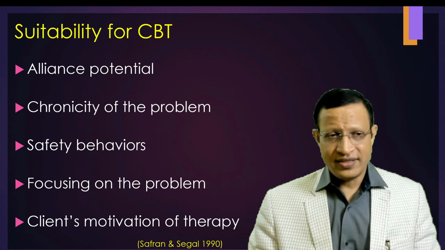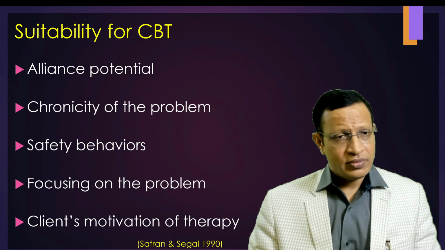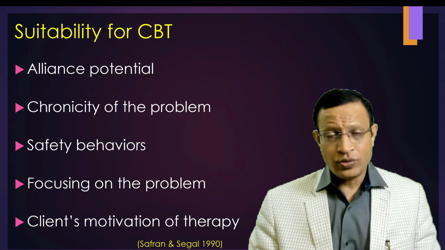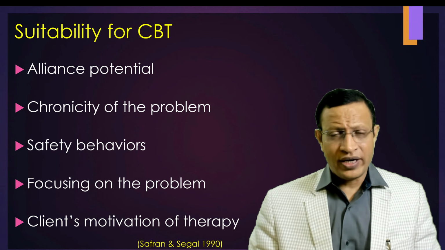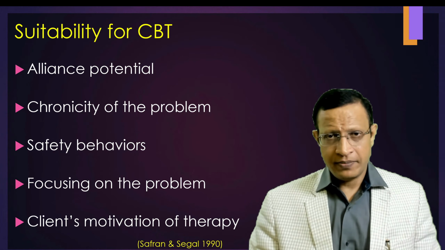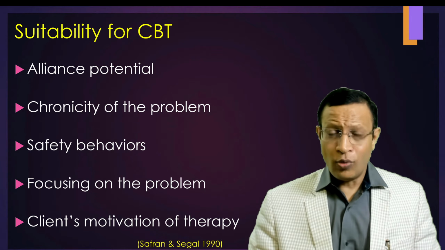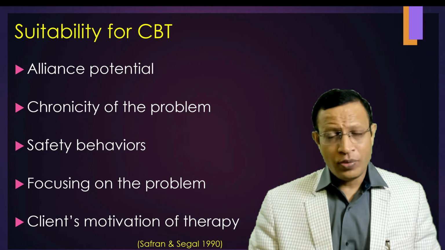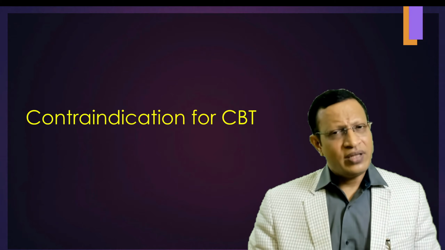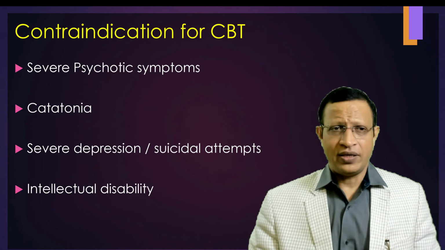Chronicity of the problem, safety behaviors, focusing on the problem, and the client's motivation for therapy play a crucial role. So all these 10 important points need to be kept in mind before you select a patient for CBT. At the end of the day, homework compliance and motivation of the patient for cognitive behavioral therapy play a very crucial role. There are some contraindications for cognitive behavioral therapy.